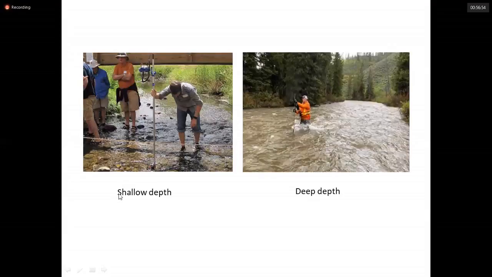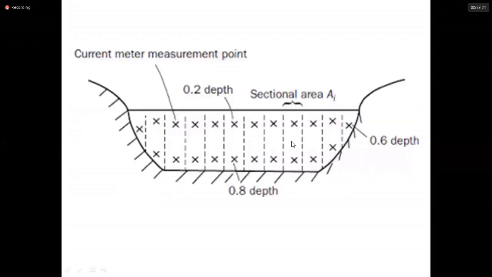Here you can see this is the shallow depth. The depth is nearly foot level. So at this time, only one measurement is enough. But here you can see this is the deep depth. So for this case, you need to take two velocity measurements at a point. So this is 0.2 times the total depth. Here it's 0.8 times the total depth.